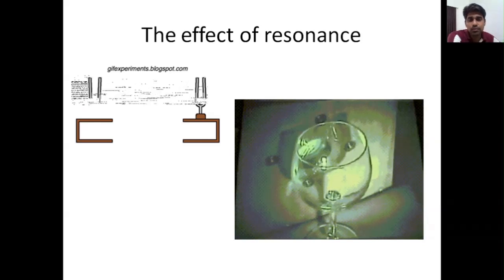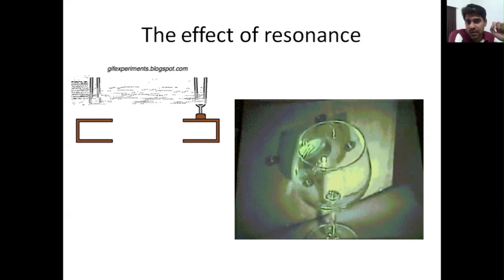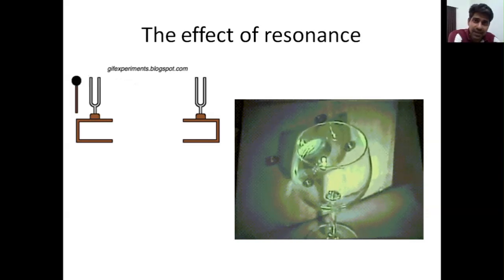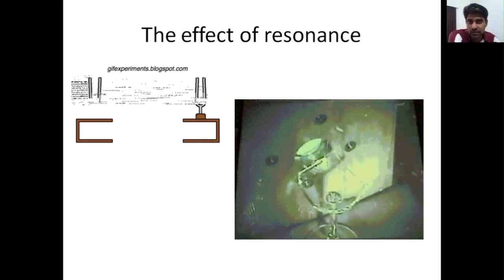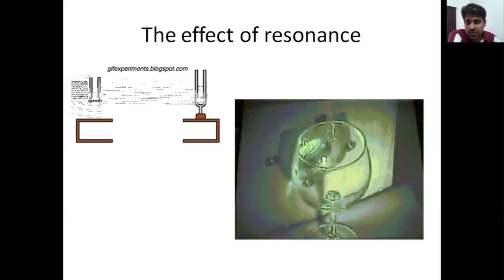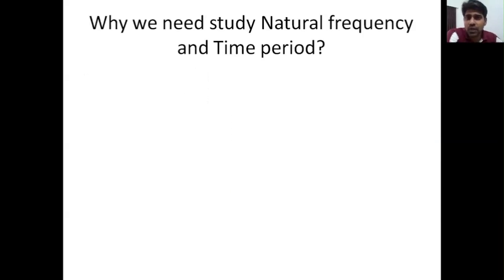So this is the problem with resonance. When we think about designing some object, we need to take care of this resonating frequency. If a machine is there, it will be operating at some frequency. If that frequency happens to match the natural frequency of the machine, then the machine may undergo catastrophic damage. You can see the case of that glass example. Now, why do we need natural frequency and time period, why do we need to study those?